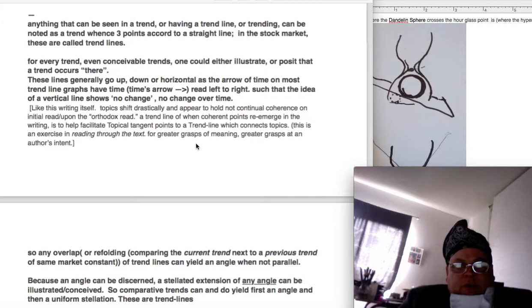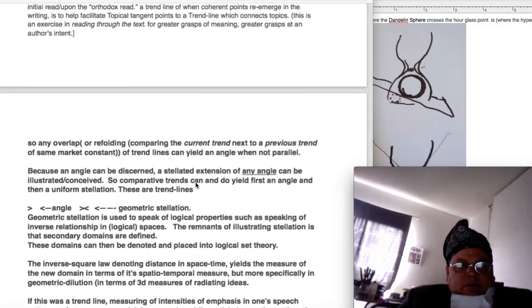Like this writing itself, topics shift drastically and appear to hold no continual coherence on initial read upon the orthodox read. A trend line of when coherent points reemerge in a writing is to help facilitate topical tangent points to a trend line which connects topics. This is an exercise in reading through the text for greater grasps of meaning, greater grasps at an author's intent.